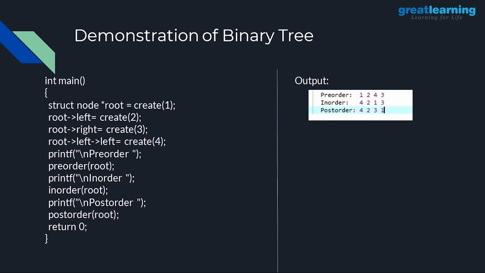So you see 1, 2, 4, 3 is of pre-order, 4, 2, 3, 1 is of post order, and for in order it is 4, 2, 1, 3. So this is the main function that we are going to run for this program. So you see here we have a root, then we created the first node, then the second node and the third node and the fourth node, then we executed all those statements, all those functions.